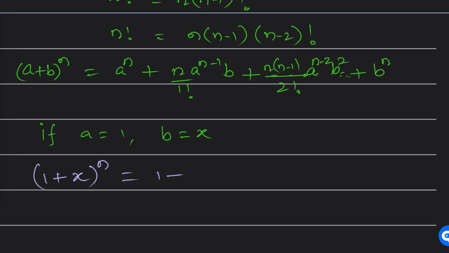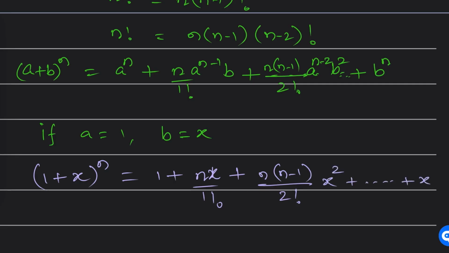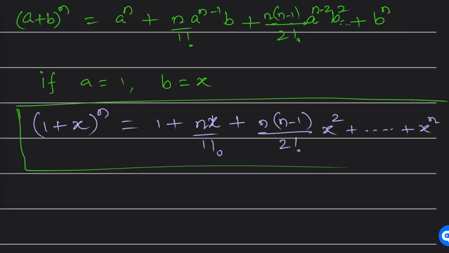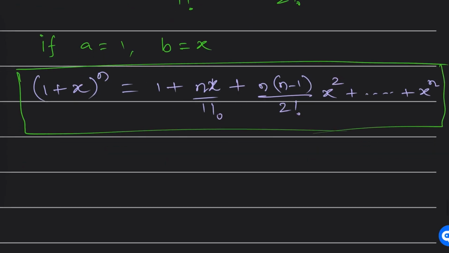Here it will become 1, and here it will become n into b, b means x, plus n into n minus 1 by 2 factorial, and a is 1, so no need to write it. b is x power 2, plus so on, up to x power n. This is the expansion you should remember, sir. Very important. This is called binomial expansion, right? Fine, sir, binomial expansion you understood.